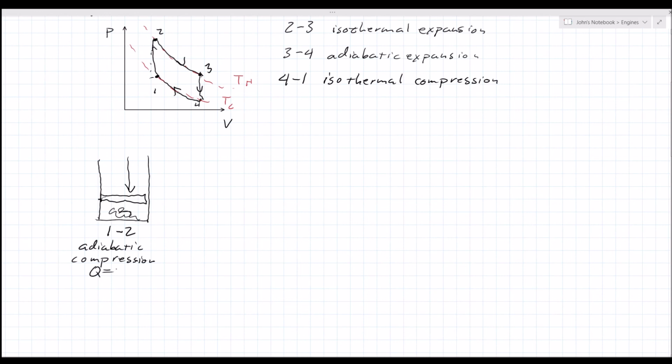Q is equal to 0, no heat exchange with the surroundings. Now, the next step is isothermal expansion. Here my piston is going up and my gas is expanding. This is 2 to 3, isothermal expansion.